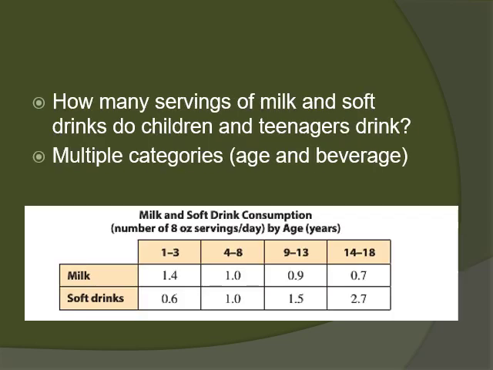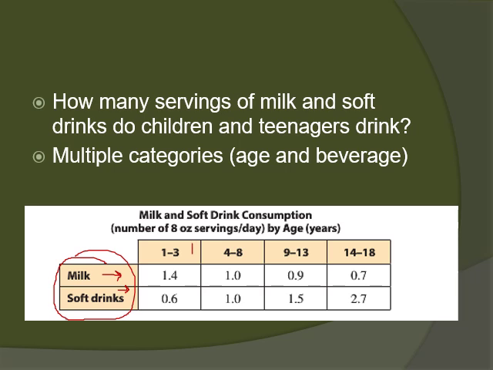So here's a very simple example of a two-way table. This would be if we were looking at milk and soft drink consumption based on age. So you can see the two categories here. The first category is over here, going across in our rows. That would be milk and soft drinks. I don't know why water isn't consumed here. I hope water should be listed there. But they're just looking at milk and soft drinks in this one.